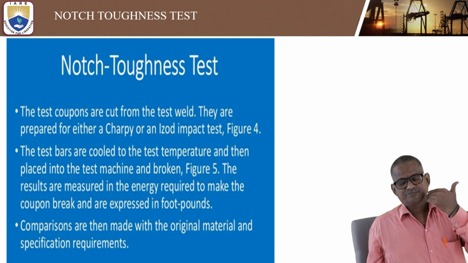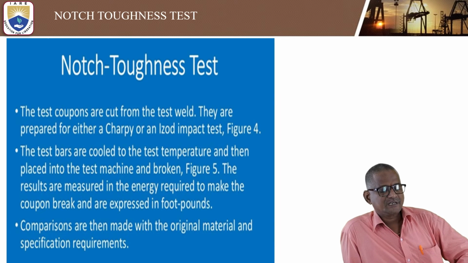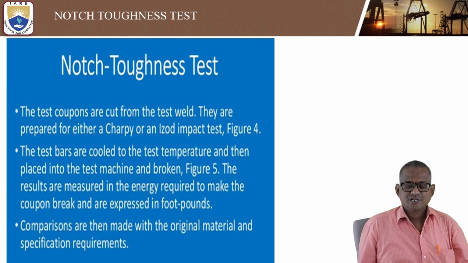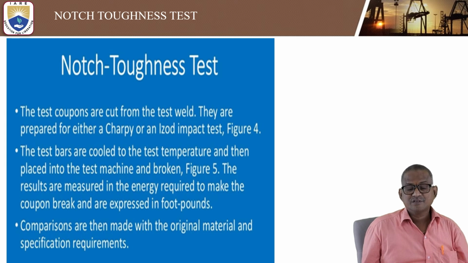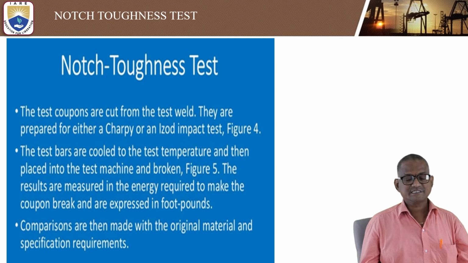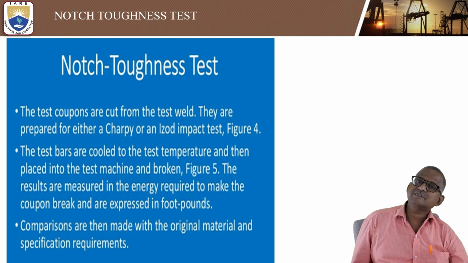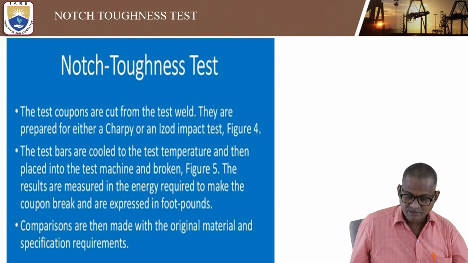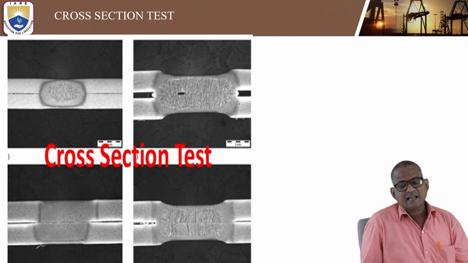So the fifth diagram will explain that results are measured in the energy required to make the coupon break and are expressed in foot-pounds. So this is about the notch toughness test. And as per the specification also, there are requirements. Okay, you should maintain the proper specification requirement so that any type of mechanical test can be easily done. Okay, so these are other interesting and important types of tests, the cross section test.